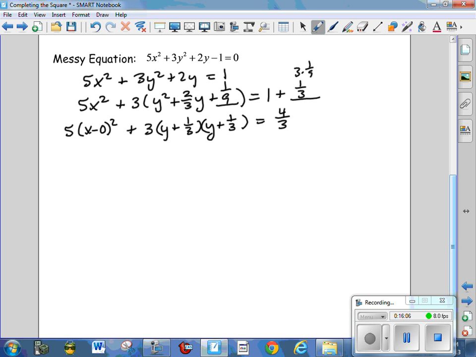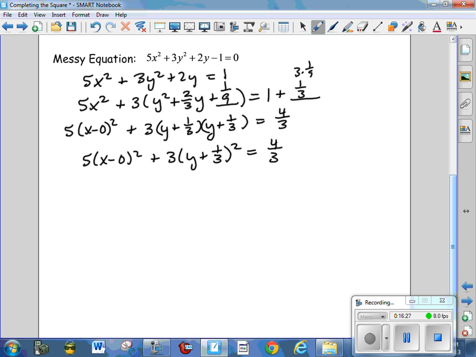Don't put it as 1 and 1/3. In algebra, always use the improper fraction. Also, don't put it in decimal form because it's not an exact decimal, so you will just create error in your answer when you do that. Same thing with the 1/3. Okay, so this can be 5 times x minus 0 squared plus 3 times y plus 1/3 squared equals 4/3.